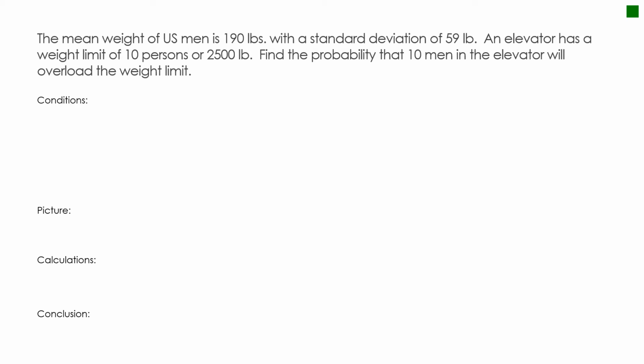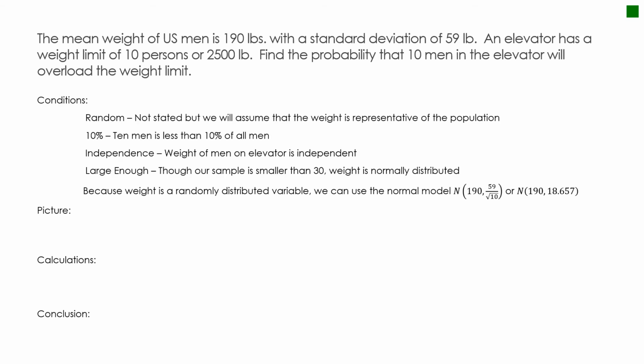This one we already said is going to be a means question. And so the first thing I'm going to do is check conditions. And the conditions say random, again, not stated, but we're going to assume that these men that are on the elevator are representative of the population. So how do I know that? Well, unless the elevator is like for the men's big and tall store, we're going to assume that people getting on the elevator are fairly representative of the population.